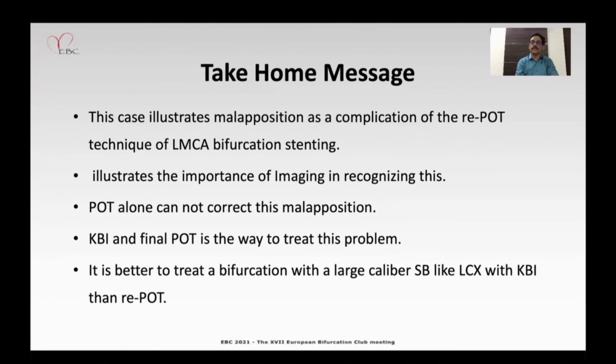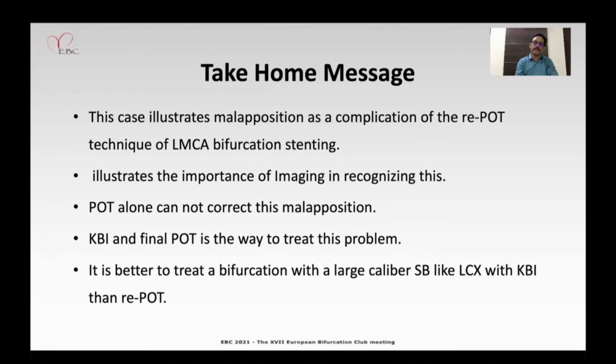And it cannot be corrected by mere POT. The ideal way to correct this would be kissing followed by POT. The kissing will correct the malapposition in the distal main vessel, which is LAD here, and the final POT will correct the malapposition in the LMCA, which is the proximal vessel. And it also illustrates the importance of imaging in recognizing this.